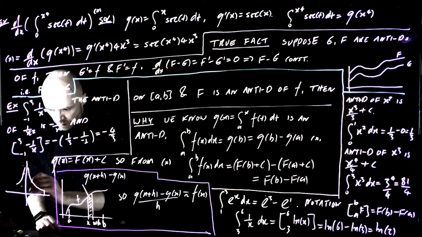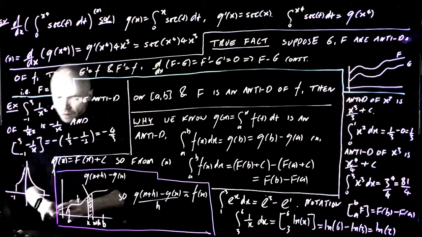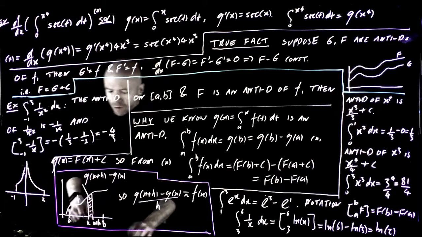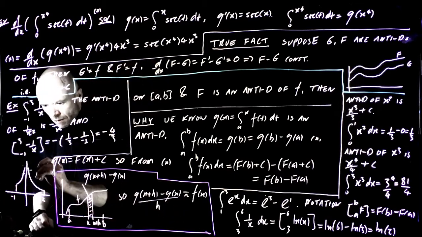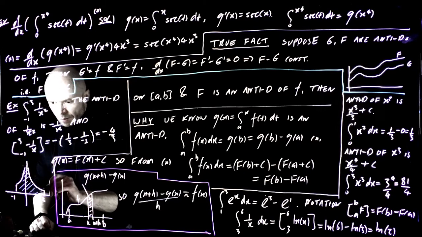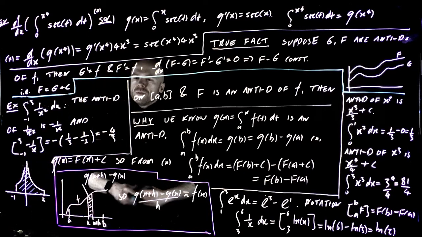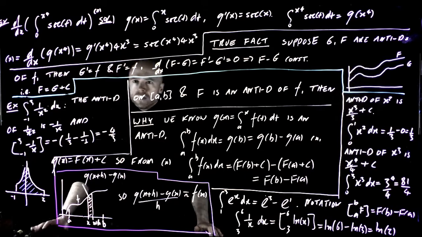This is what it looks like from -1 to 3. So this is definitely a positive quantity, because it's always above the x-axis. So how can it be that we just did this and we conclude that it's -4 over 3?